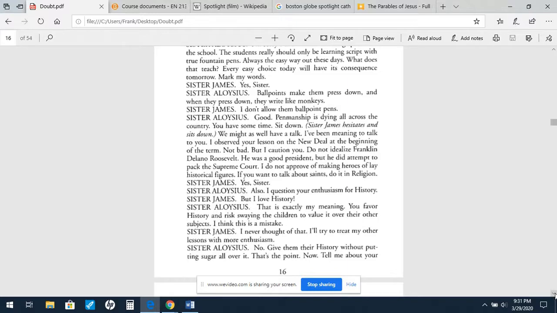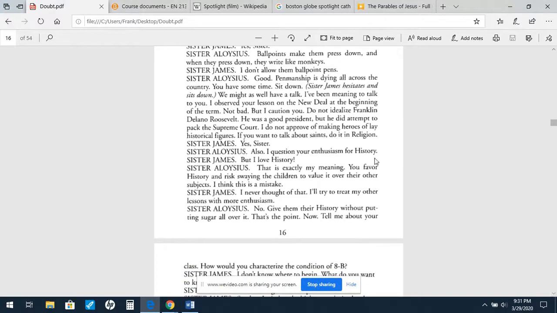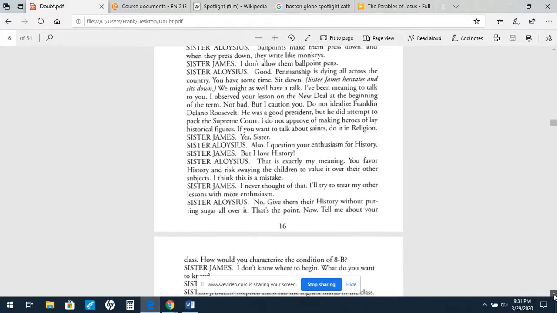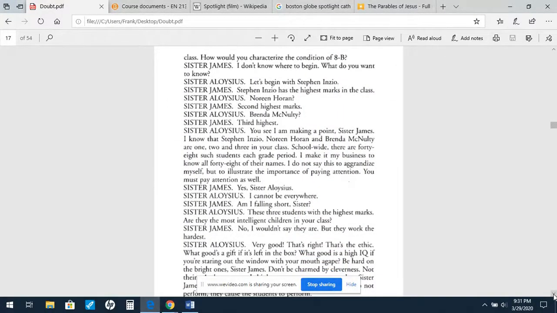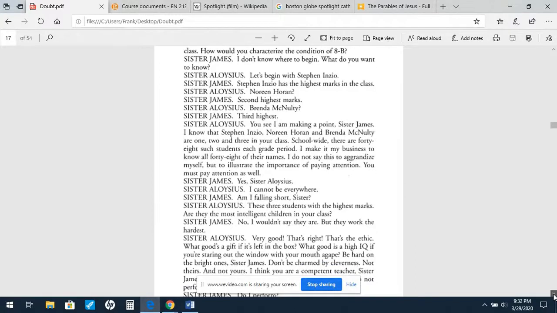So she's the hardcore, rigid, all-about-discipline type. Anything that doesn't follow that paradigm is considered a weakness. Even in her teaching, she tells Sister James, do not idealize Franklin Delano Roosevelt. I do not approve of making heroes of lay historical figures. If you want to talk about saints, do it in religion. So she's very careful not to exhibit any kind of weakness from the point of view of the students.